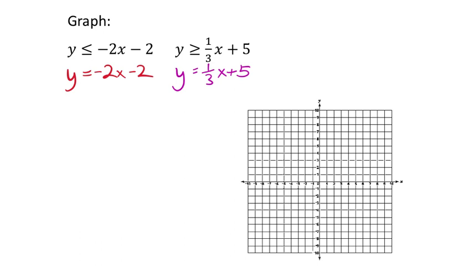So when I go to my calculator, I just push the y equals button. The red equation will be my y1, and then the purple equation will be my y2. So I'm going to type these in. I'm going to start with y1, that's the red. It's -2x minus 2. Now I just go down to the second equation. 1 divided by 3x plus 5.